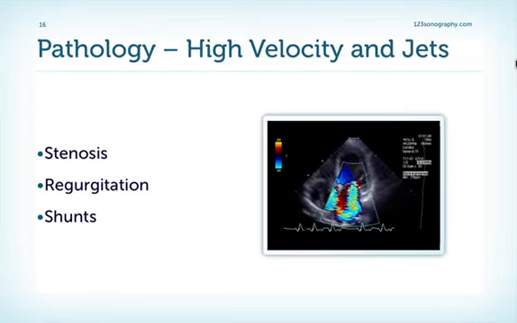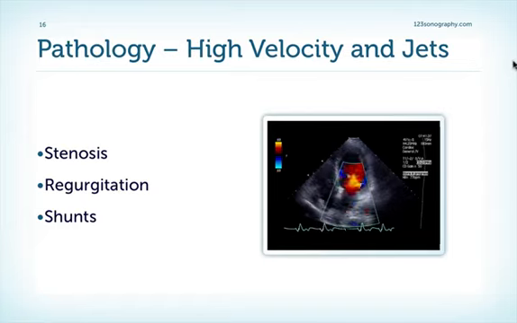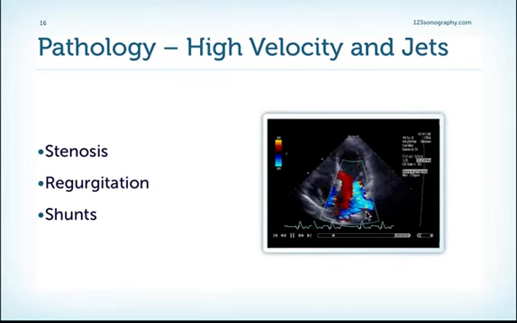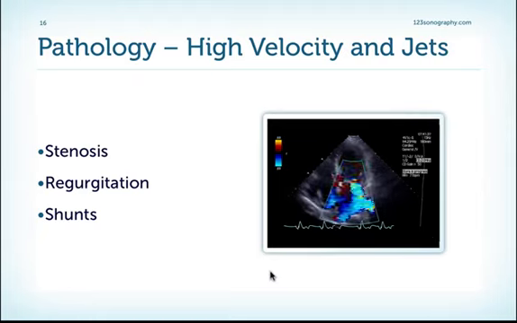Many pathologies of the heart are characterized by high velocities, by jets. We can find them in the setting of stenosis, aortic, mitral, pulmonic, and also if we have regurgitation. Here's such an example where we have a jet which regurgitates back into the left atrium from the left ventricle. You can see aliasing, but the main color here is blue. Why? Because the jet is directed away from the transducer.